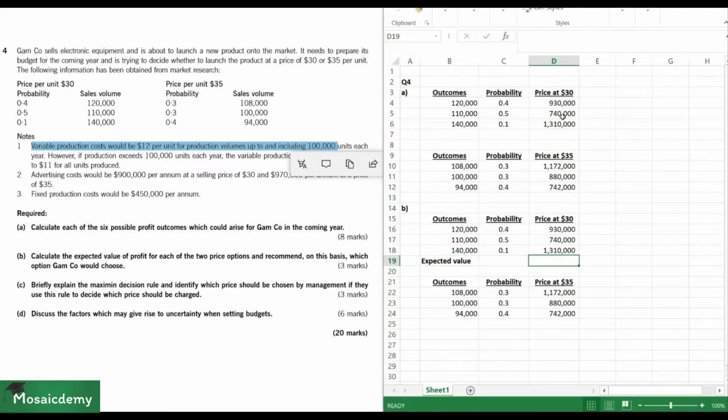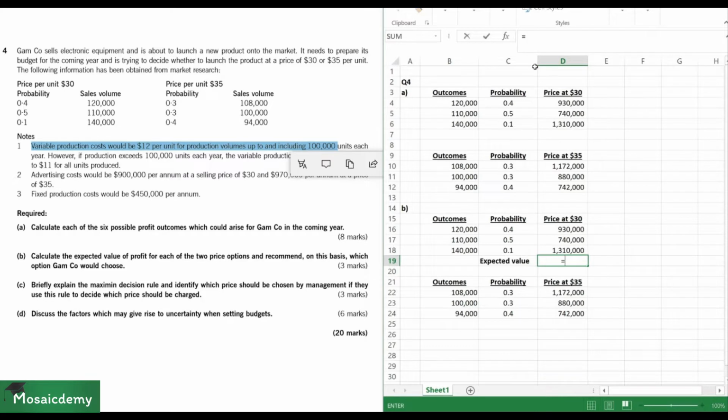Okay, so expected value is based on the probability times your payoffs at each outcome level. So it'll be 0.4 in this case times 930,000, plus 0.5 in this case times 740,000, plus 0.1 in this case times 1,310,000, right? Once again we can make use of the spreadsheet and copy the formula directly so that it does everything for us, and we have our two final expected values, right?